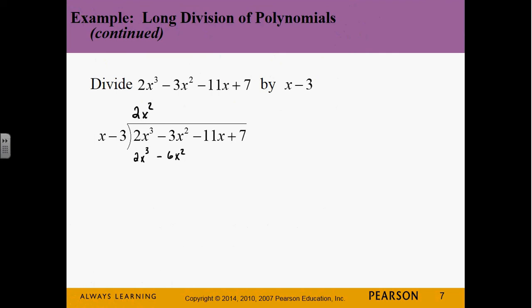Now, when we do long division with numbers, what's the next step? We're going to subtract, right? We're going to do the same thing here. When we subtract terms, that means we're just going to change the signs of both of them. If it's positive, it becomes negative. If it's negative, it becomes positive because you're subtracting. And then we do our addition or subtraction. The first term should always cancel out. That's the whole point of it, to get rid of that first term. Now we do negative 3x squared plus 6x squared, which gives us 3x squared, and then we bring down the next term.